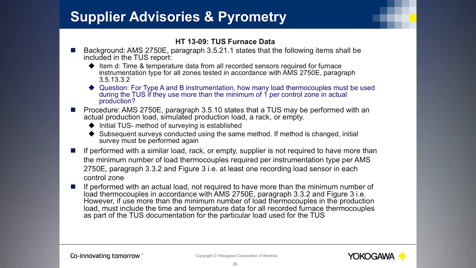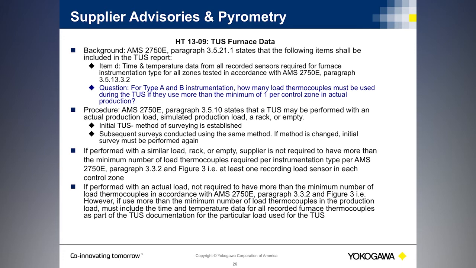HT 1309 was TUS furnace data. This one came out where NCRs were generated when customers were utilizing more than one load thermocouple to process their work. Let's say a supplier decided to use 3 or 4 load thermocouples during their heat treat cycles, and NCRs were being generated because they weren't putting 3 or 4 load thermocouples in during the uniformity survey, as required for your instrumentation type. So this supplier advisory was written to allow for using multiple load thermocouples during your processing, but during a uniformity survey, the requirement is to only list 1 load thermocouple.